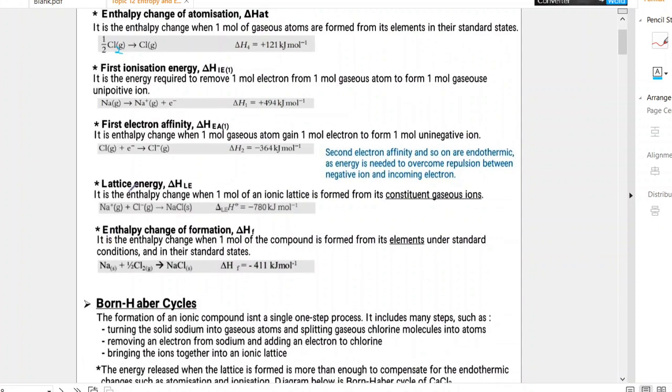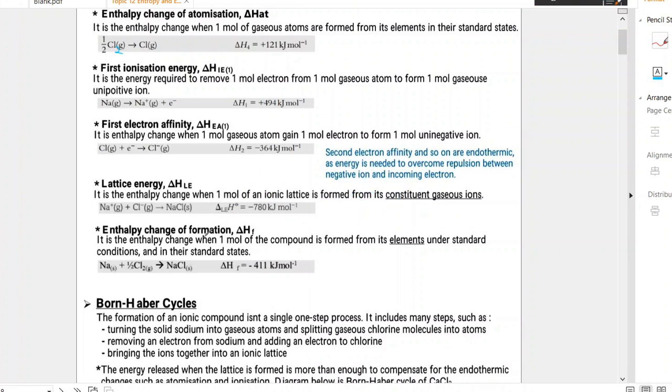Okay, so now the lattice energy. It is the enthalpy change when 1 mole of an ionic lattice is formed from its constituent gaseous ions. So constituent gaseous ions forming 1 mole of ionic lattice, and this can be either endothermic or exothermic. But the other three are fixed, and so are these. Only these two can vary.